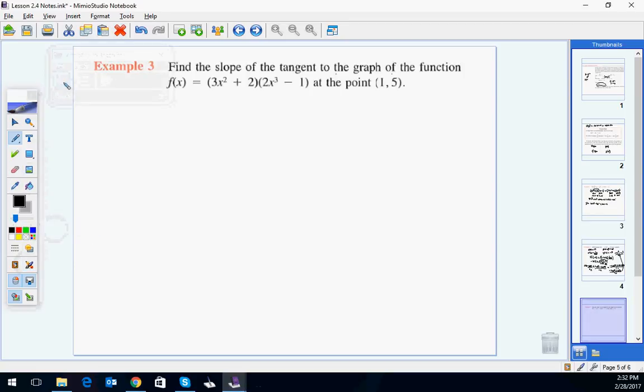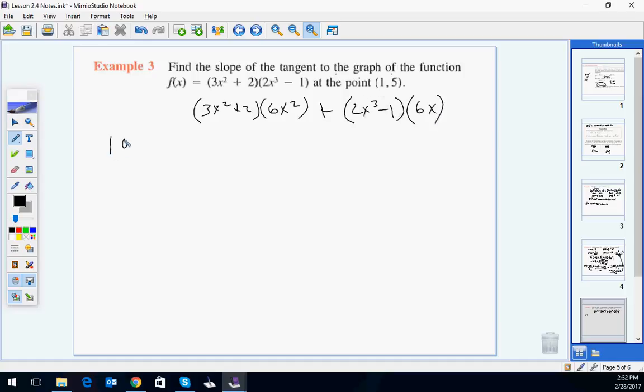Sorry. Oh, okay. So 3x squared plus 2, 6x squared plus 2x cubed minus 1, 6x. Okay. 18x^4, 12x squared.